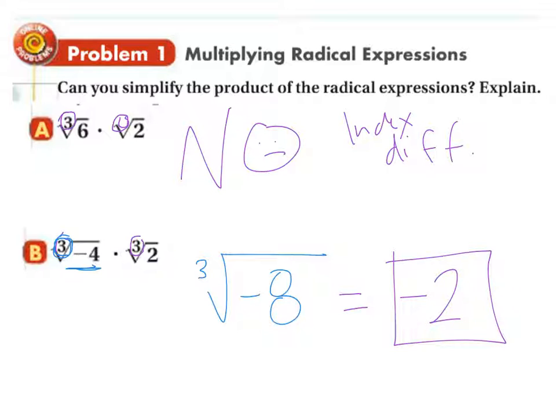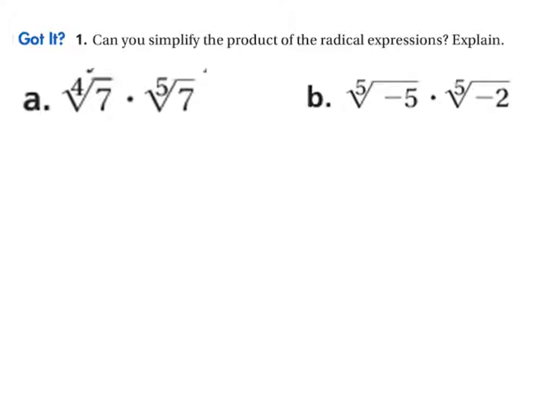Bing, bada, boom. And again, 8 is just one of those cubic roots you just have to know. 8, 27, 64, 125. Those are pretty easy ones. Try these by yourself.